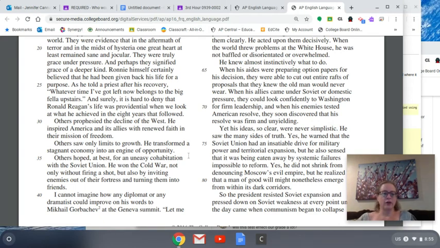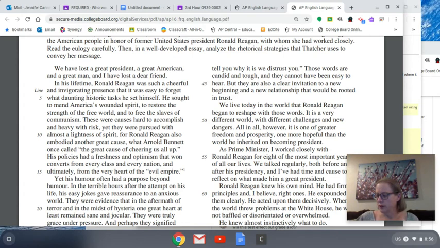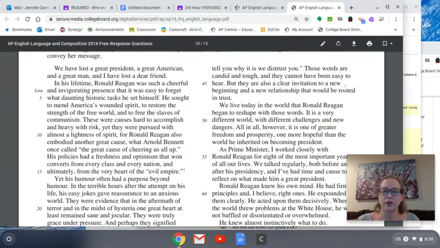Okay. I cannot imagine how any diplomat or any dramatist could improve on his words to Mikhail Gorbachev at the Geneva summit. Let me tell you why it is we distrust you. Those words are candid and tough. Ooh, candid. Tough. Now, I find that interesting because earlier in the piece, we got a lot of fluffy bunny words up here that he's cheerful, invigorating, lightness. And now we're getting candid, tough. So that's an interesting contrast there to play with. And I lost myself again. Again, this worked a lot better when I'm not trying to walk you through it.